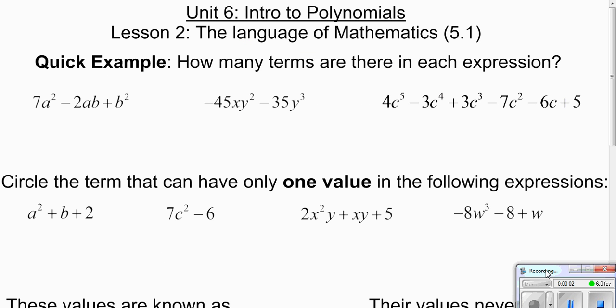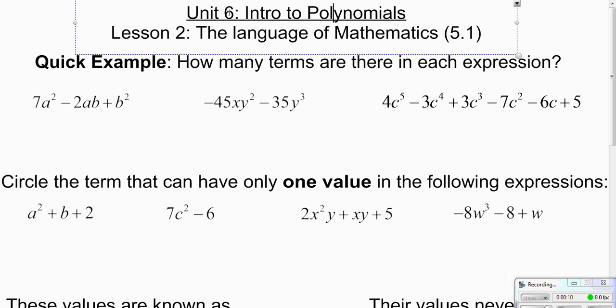Okay, this is the second lesson for Chapter 5, Intro to Polynomials.